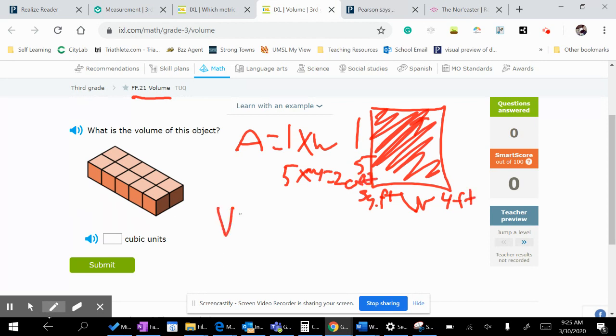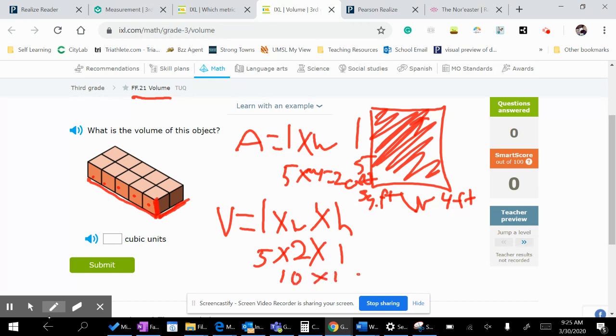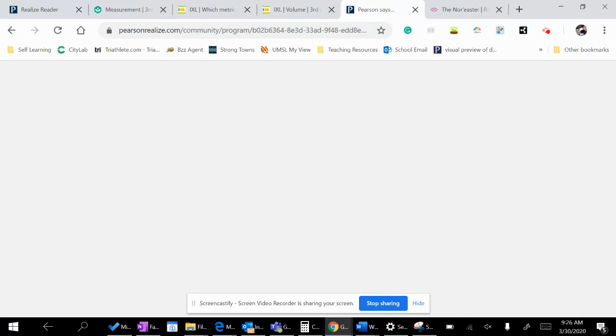Volume is different. Volume equals length times width times height. So how long is it, how wide is it, and how high is it? How long is it? 1, 2, 3, 4, 5, times how wide is it? 1, 2, times how tall is it? 1. So 5 times 2 is 10, times 1 is 10 cubic units.